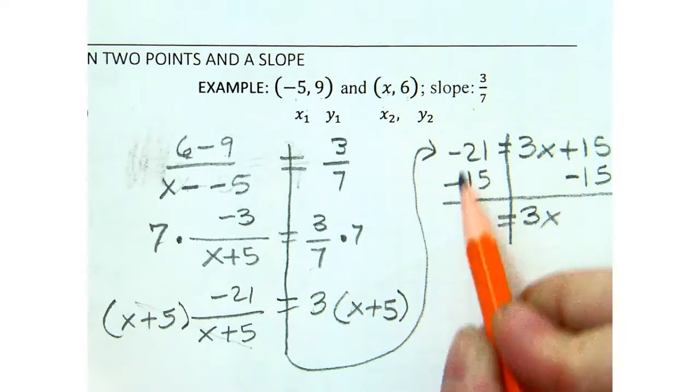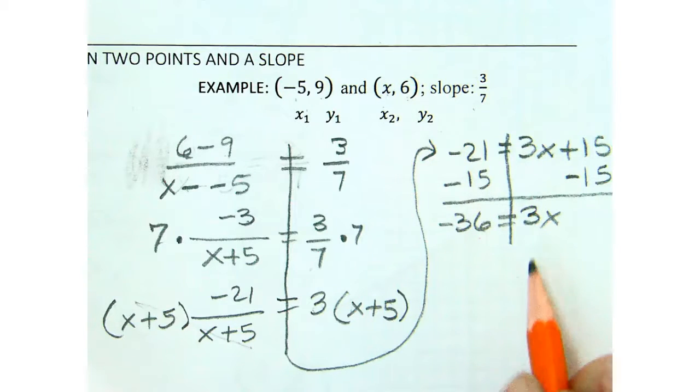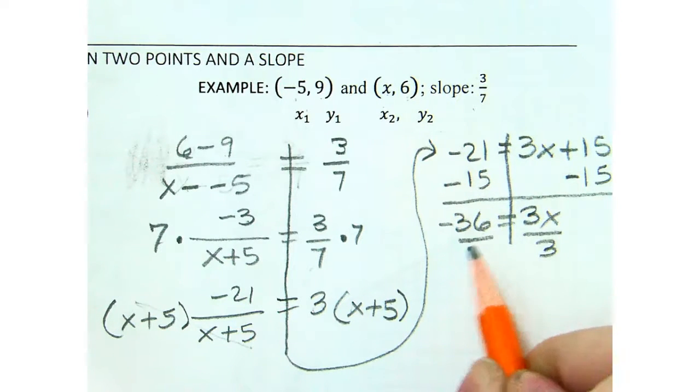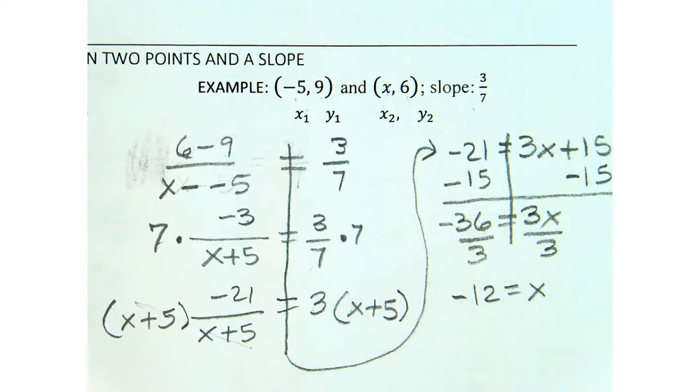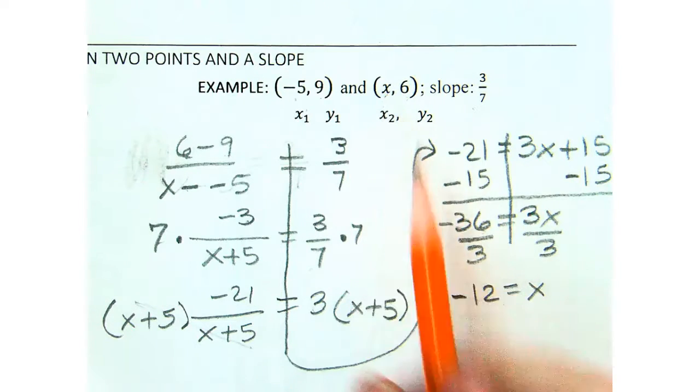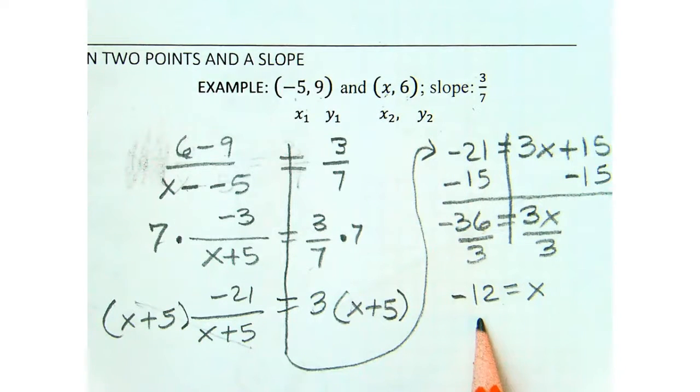We now have 3x equals -36. Divide both sides by 3 for -12 equals x. Our solution is x equals -12. Our missing x coordinate is -12.